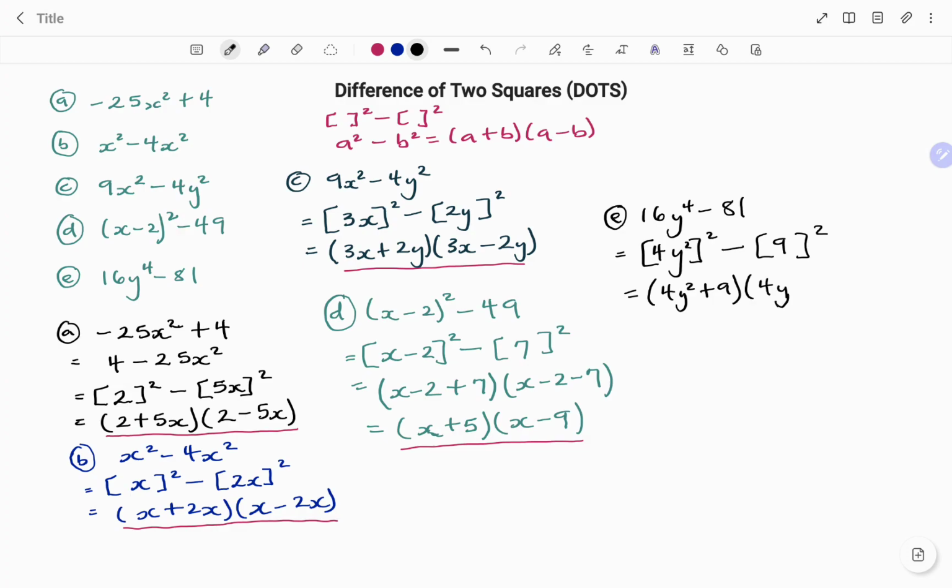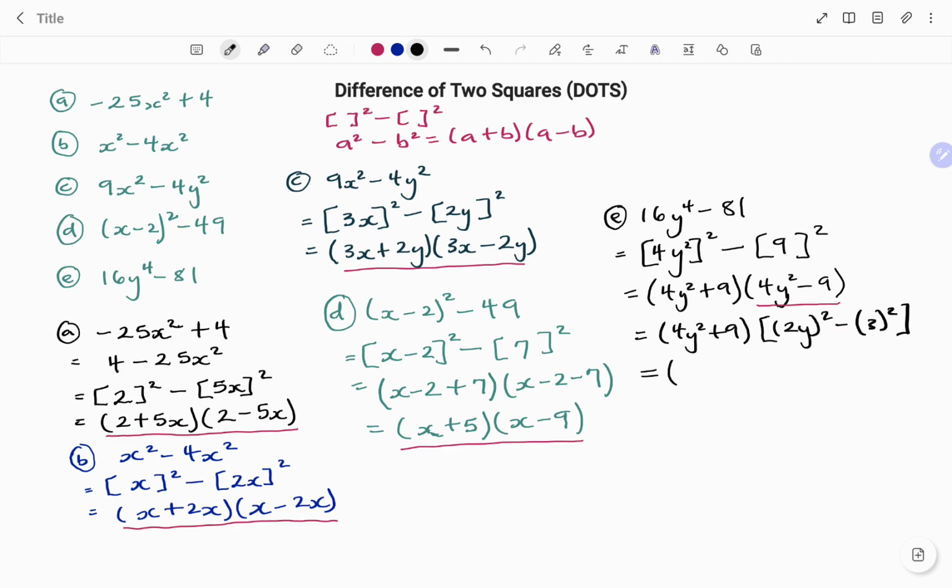4y squared minus 9. If you check the content of my second bracket, I can still factorize because I have a difference of two squares. So therefore, I'm going to factorize the content of the second bracket. I have 4y squared minus 9. I'm going to open my square bracket. I have 2y squared minus 3 squared, close bracket.